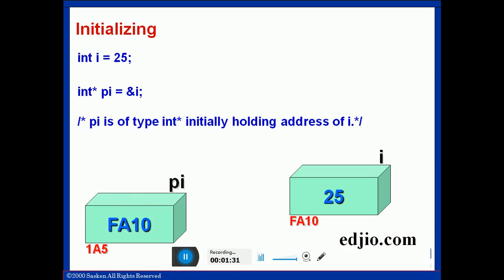So here is how pi has been allocated. Pi takes the address of i, that is FA10, and pi itself has an address called 1A5. So let's get into the next part. The image is showing you the addresses that have been allocated.